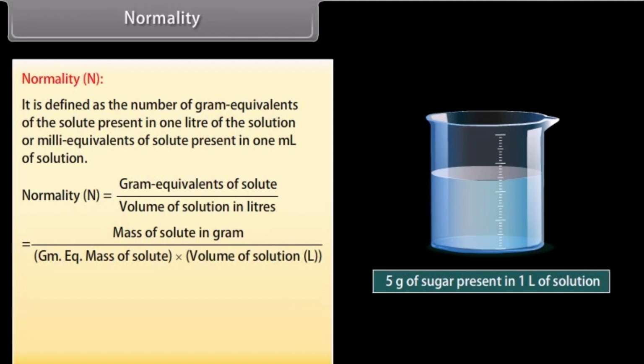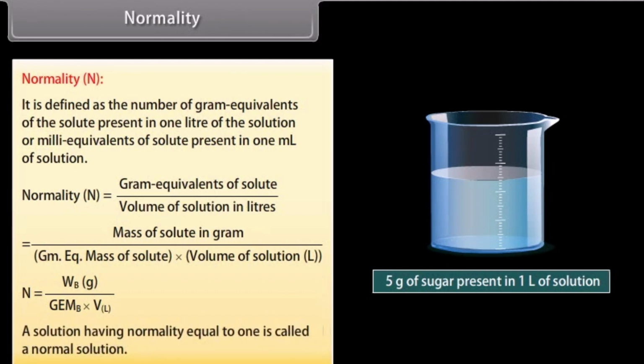Mathematically, normality is represented by N is equal to Wb in grams divided by product of gram equivalent mass of B and volume of solution in liter. A solution having normality equal to 1 is called a normal solution.